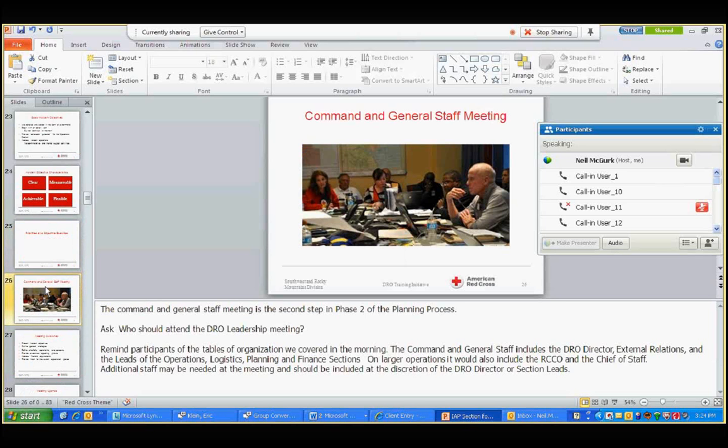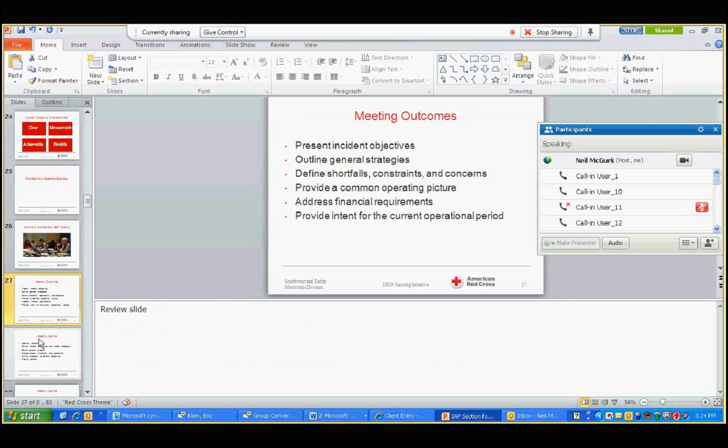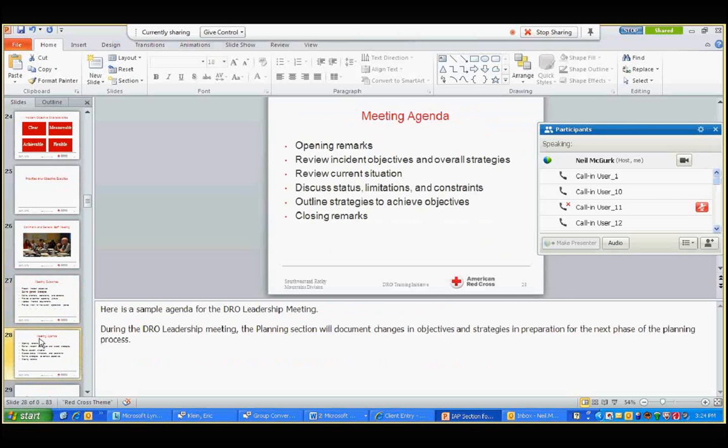So then you move on. After the session, you had 10 minutes, you discussed a little bit. Then you move into the Command and General Staff meeting. We talk a little bit about who comes to the Command and General Staff meeting, what the meeting outcomes are, and then the meeting agenda. This is where you're discussing that at the Command and General Staff meeting, the Command and General Staff are finalizing and agreeing upon the priorities and objectives for the next operational period. This is one of the first meetings of the day, and then this information is pushed out to the rest of the operation to help plan around it.